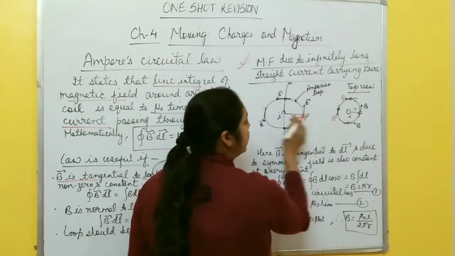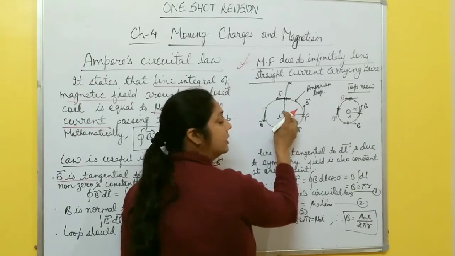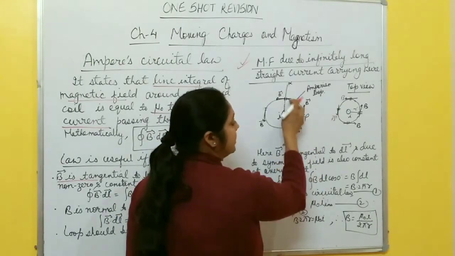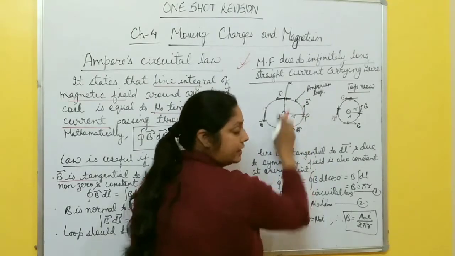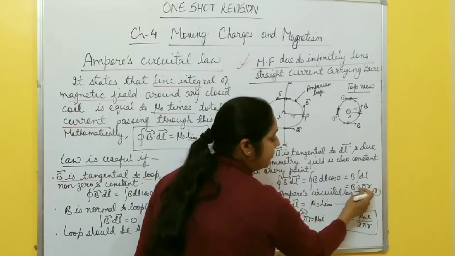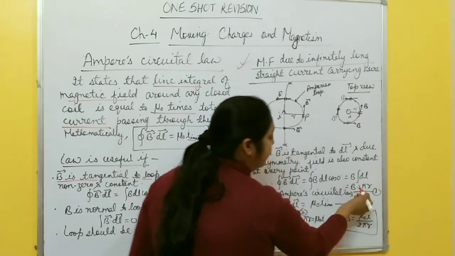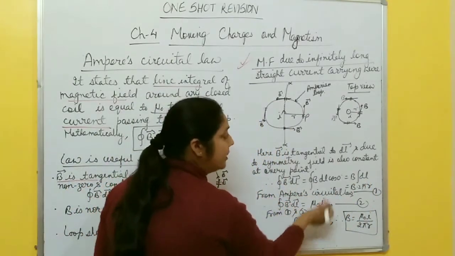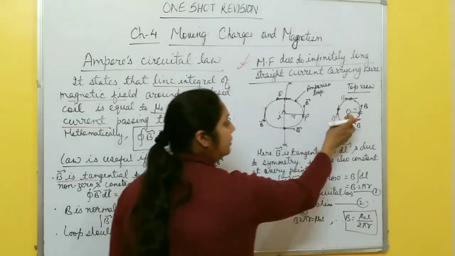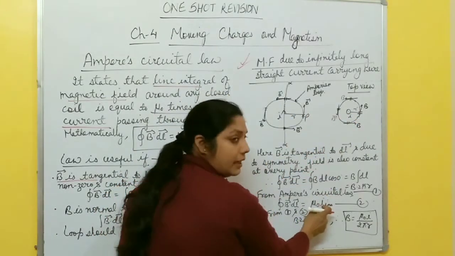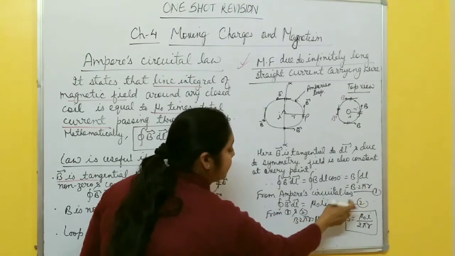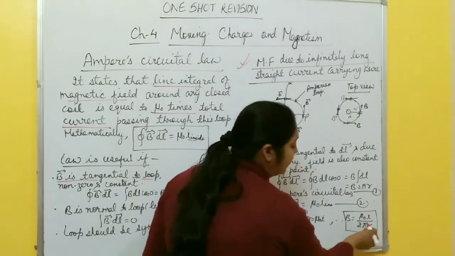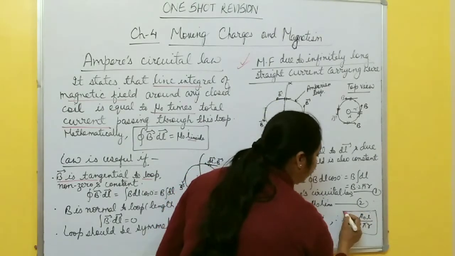Suppose r is the radius, or the distance from the wire at which the field is determined. The circumference of this loop is 2 pi r, so the integral of dl is 2 pi r. So the integral of B dot dl becomes B times 2 pi r. Now from Ampere's Circuital Law, this integral is mu naught times the current enclosed, I. From equations 1 and 2, B times 2 pi r equals mu naught I, and from here B equals mu naught I by 2 pi r.